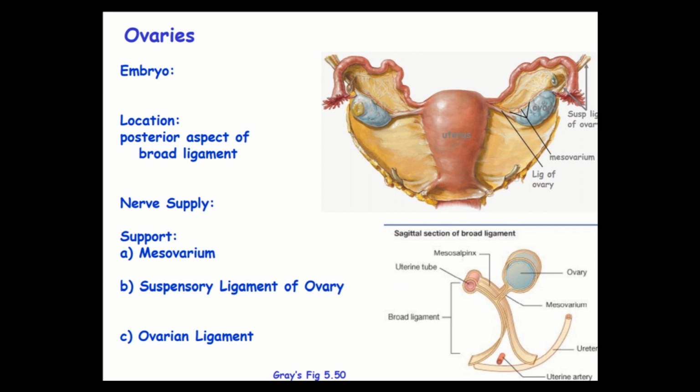Another important relation, which we kind of have to know from a clinical standpoint as well, is that the ovary is very closely related to obturator nerve, which is running in the lateral pelvic wall. And so, a pain from any disease of the ovary is often referred to the medial aspect of the thigh, because that region of the thigh is also innervated by the obturator nerve.